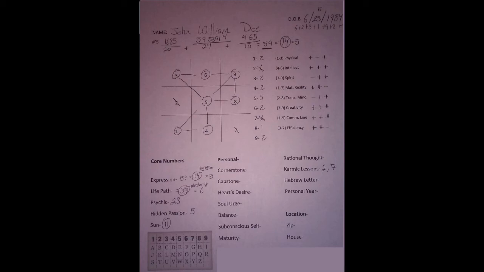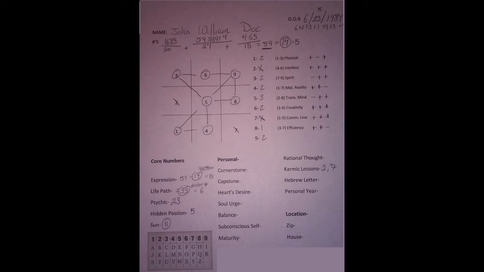So we have 3 being the creativity, 5 being the mind, and 7 being the material through these 3 worlds. And again, he does not have the 7 here, so it's a little bit diminished in that pattern, which is not necessarily a bad thing.